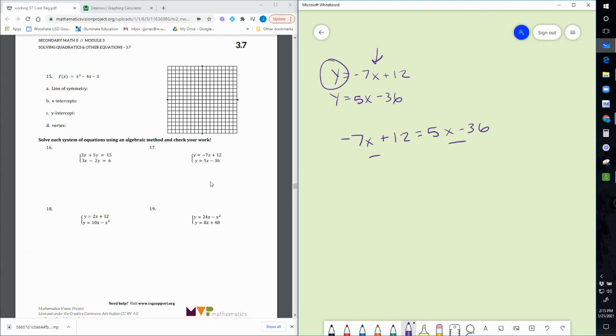If you're more confused about that, either ask me or you can look up solving systems using substitution. Solving systems of equations, just like it says over here, systems of equations using substitution. And then you'll learn how to do it that way.